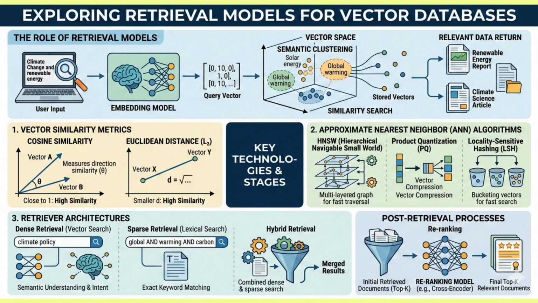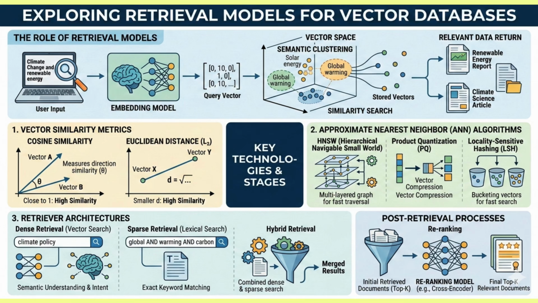So the retrieval model's job is to first vectorize the query, which is to take the user's input and use the same embedding model to convert it into a query vector. Then similarity search: quickly and efficiently search the vector database to find the stored data vectors that are the closest to the query vector. Third, return relevant data. So basically, return the associated original data for the top scoring closest vectors.